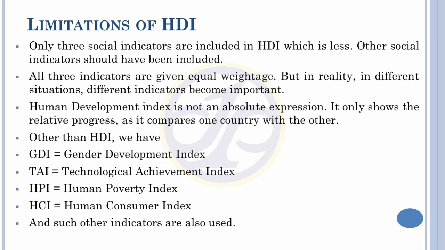Nowadays, a number of indicators have been developed, like the Gender Development Index, Technological Achievement Index, Human Poverty Index, Human Consumer Index, etc. But we do not cover all those indices in this topic. Here, the main 4 indicators of economic development are over.